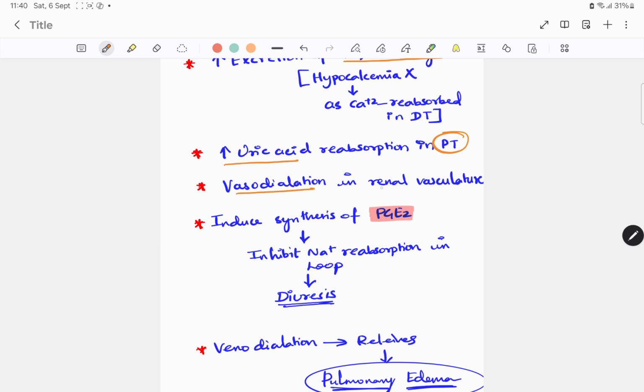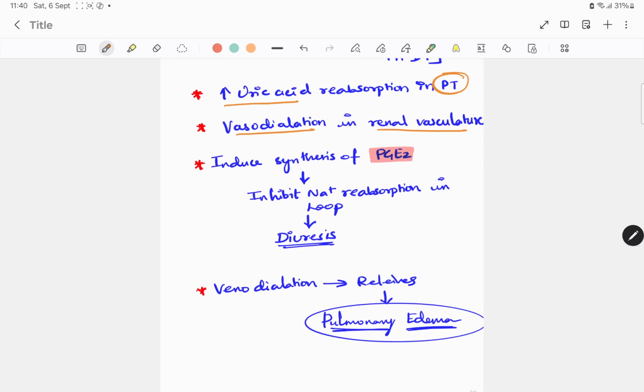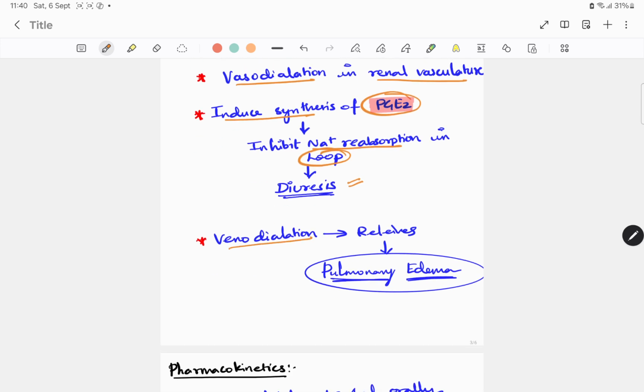Vasodilation occurs in renal vasculature. They also induce the synthesis of prostaglandin E2. The prostaglandin E2 synthesized inhibits Na+ reabsorption in the loop, which causes diuresis. Next, venodilation occurs, which relieves the pulmonary edema.